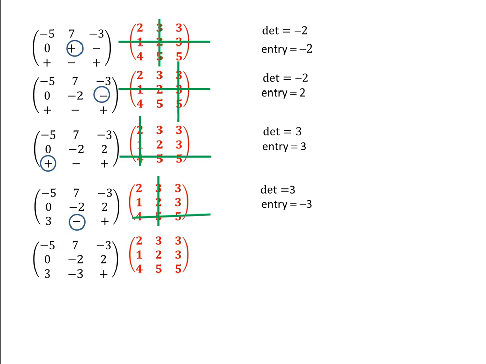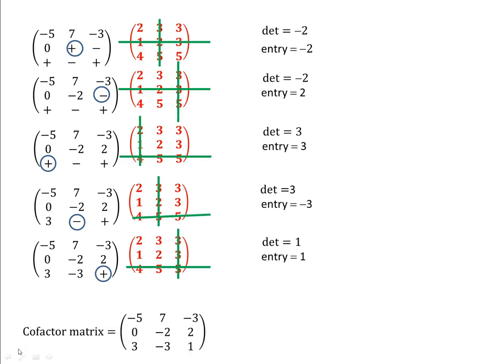And then the final entry gives us a determinant of 2 times 2 take away 3 times 1, which is 1. The entry in the grid matrix is a plus, so the entry that replaces that plus is going to be the same as the determinant, namely 1. So we've now got our cofactor matrix.